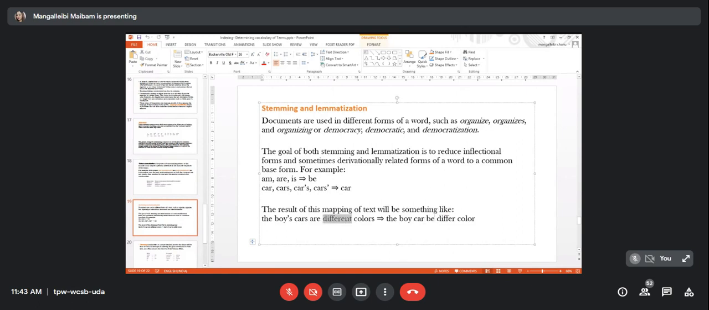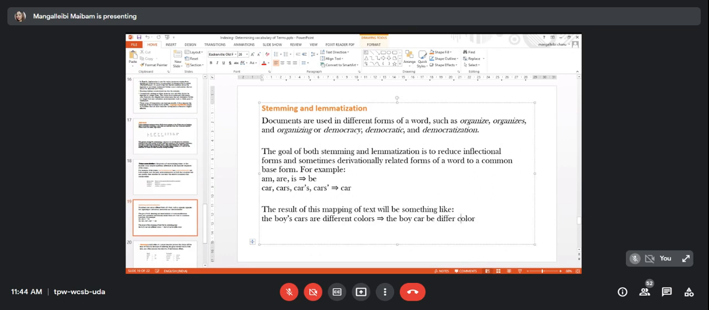Here we perform stemming. Different is the derivational form, and differ is the original form, so we will remove the ending and differ remains here. For colors, we will also remove the s and convert it into the singular form, color. So: the boy car be differ color.